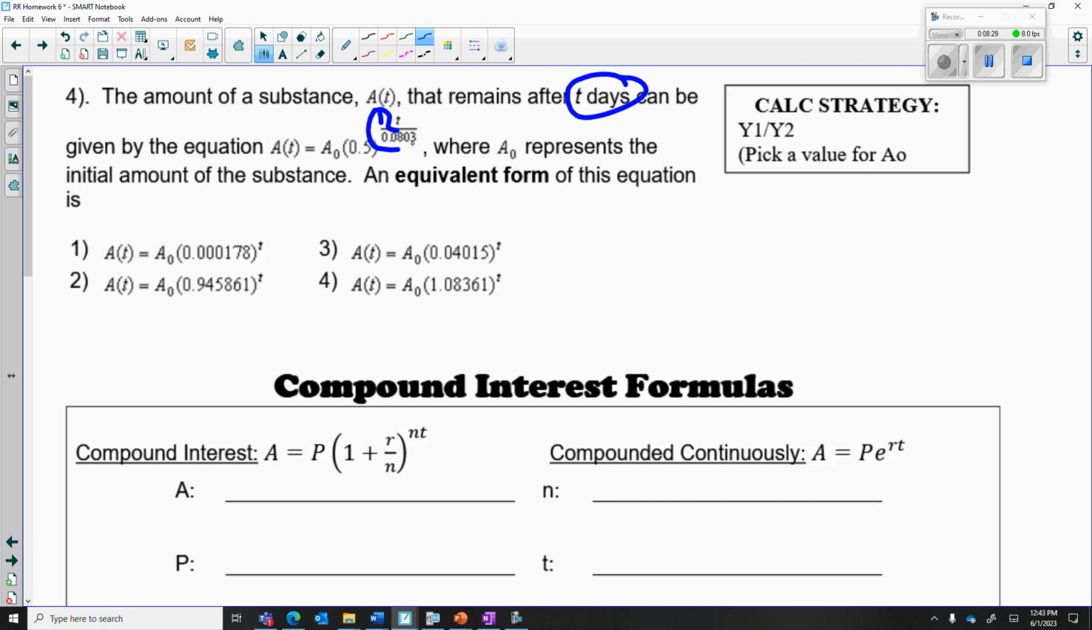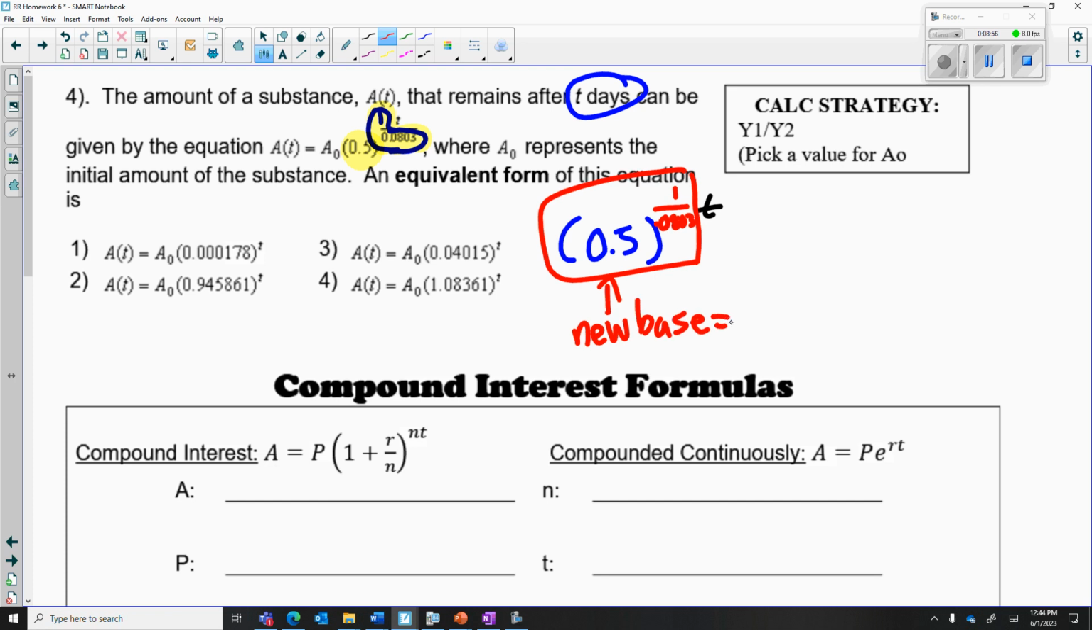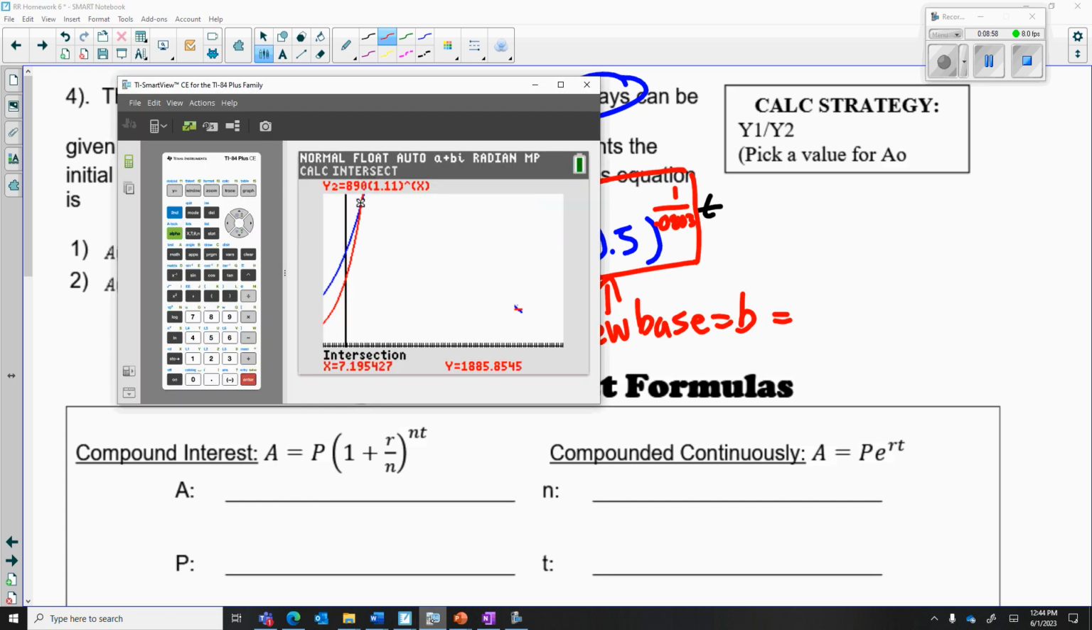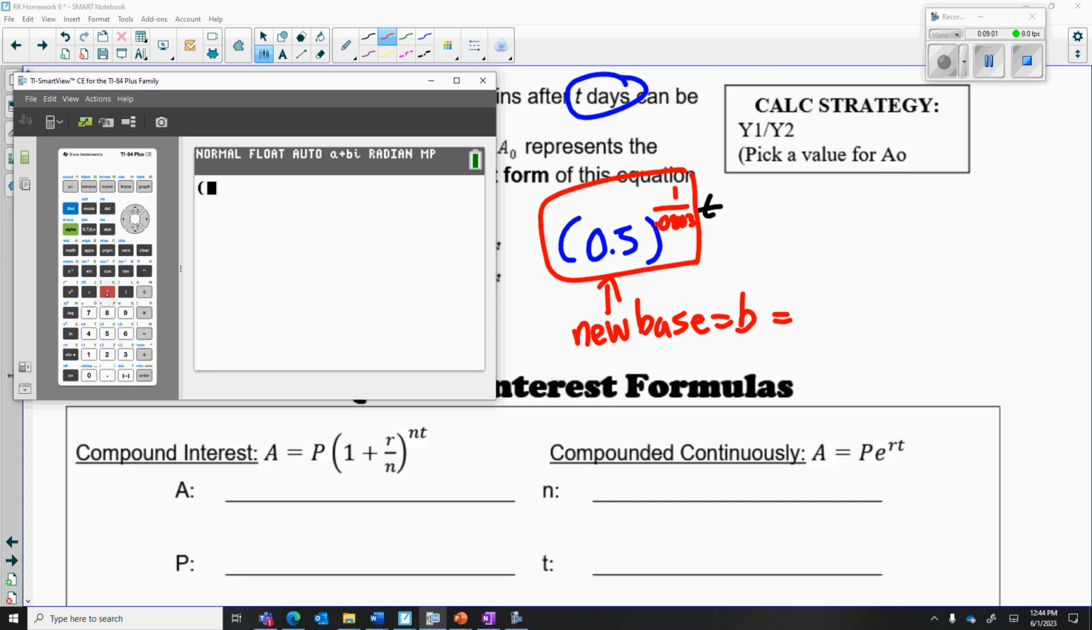So what you have to do is take your base, which is 0.5, and raise it to everything except for the t. Leave the t on the outside there and just take this exponent and raise your base 0.5 to that exponent, okay? So you're going to do 0.5 to the 1 over 0.0803 and see what you get for the new base, because that's going to be the real growth factor for b, okay? So do that now. Go to your home screen, type in 0.5 caret 1 over 0.0803 and see what you get.